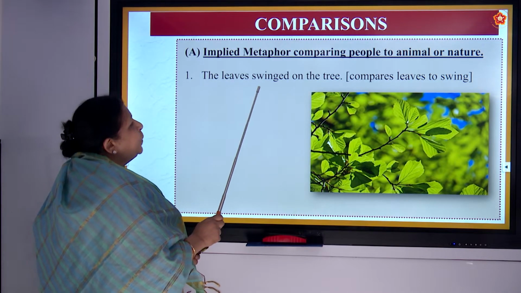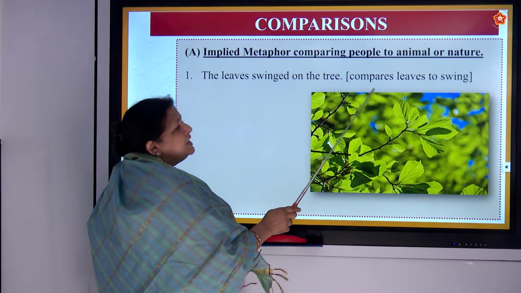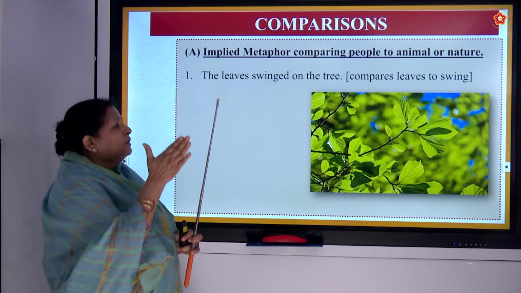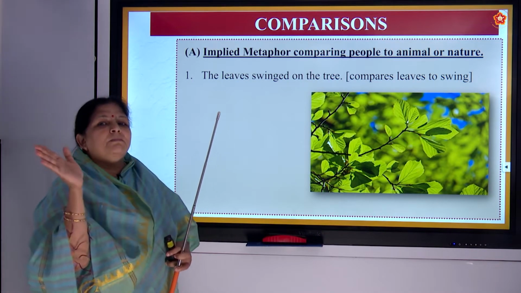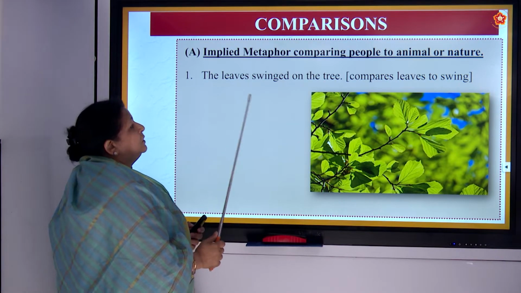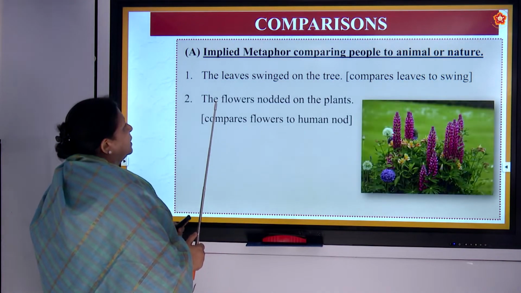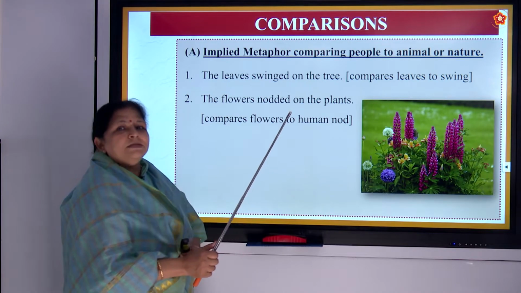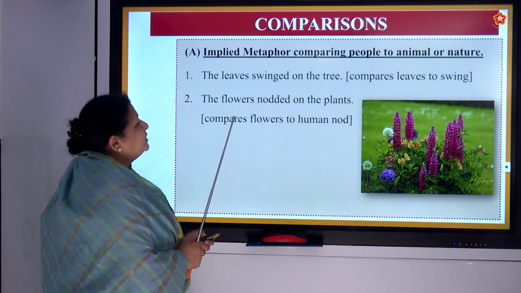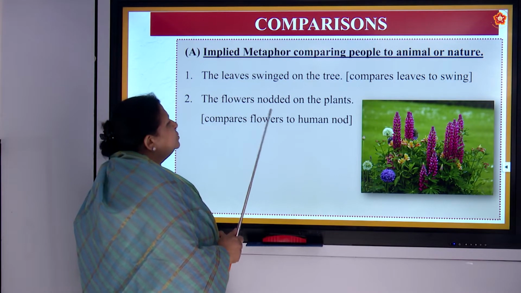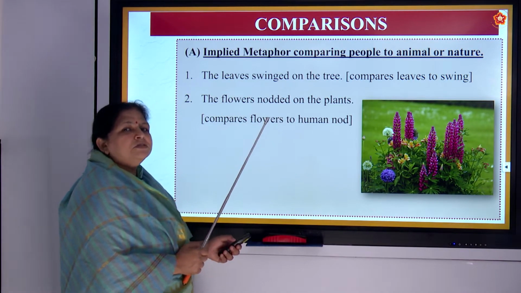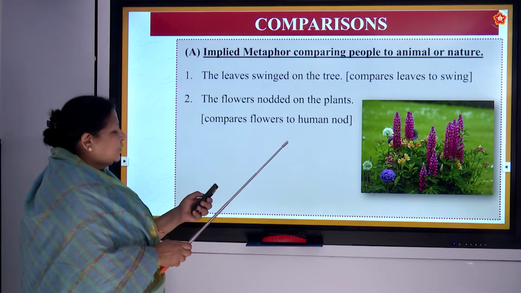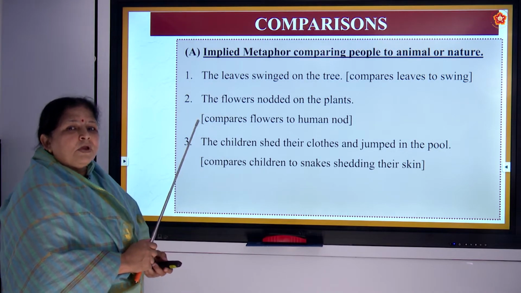The leaves swinged on the tree compares leaves to a swing. When the breeze comes, the leaves will swing like this. Then, the flowers nodded on the plants. Sometimes you see the flowers moving like this, so it is comparing the flowers to a human nod. When you want to say yes or no, you nod, right? Have you seen flowers nodding?